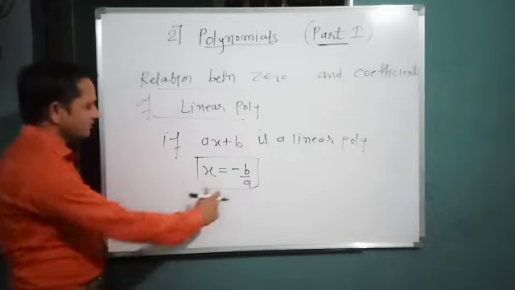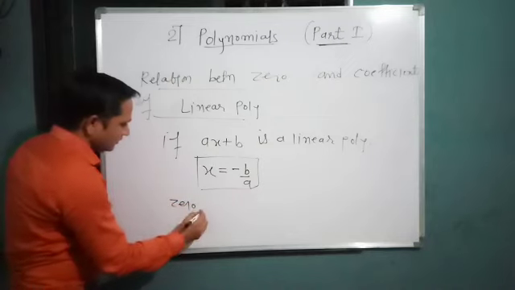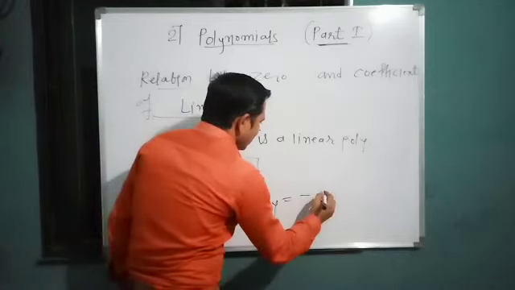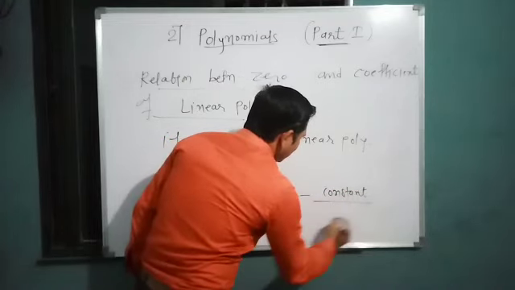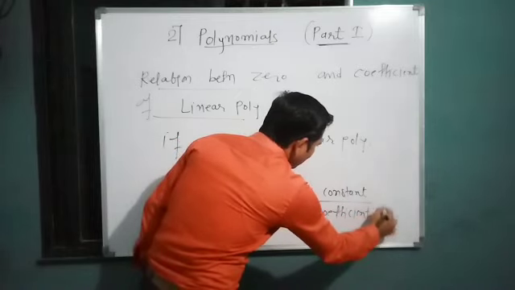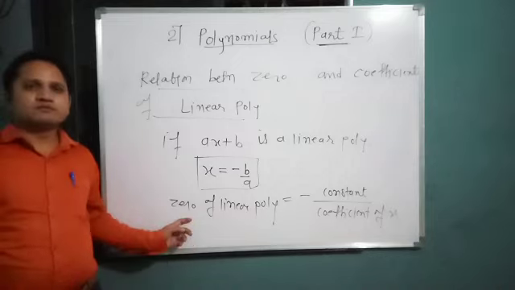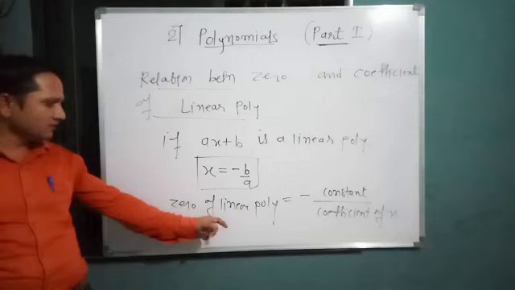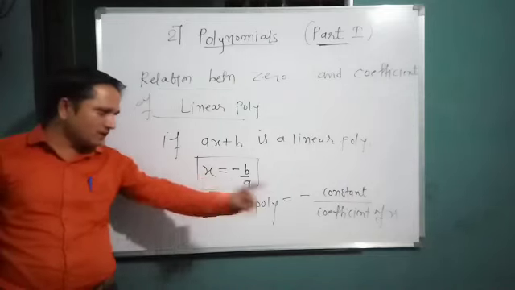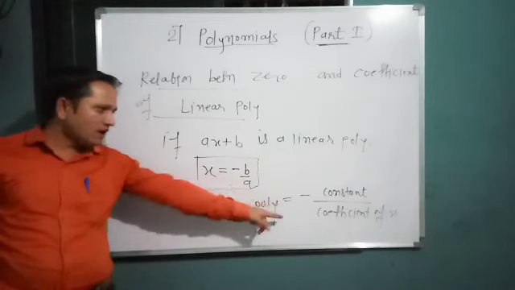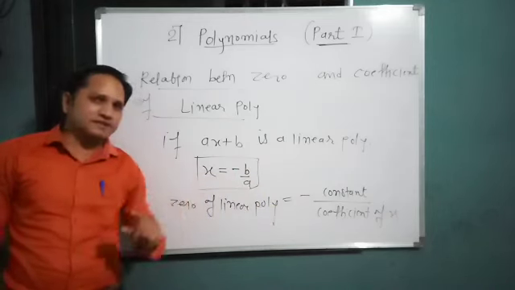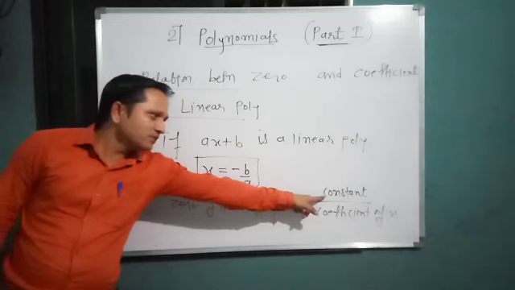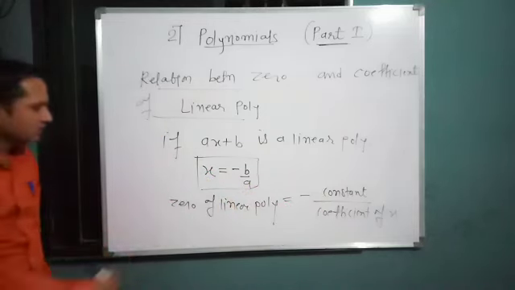So in other words we can say here zero of a linear polynomial is equal to minus constant upon coefficient of x. In this way we can frame one relation between zero and coefficient of a linear polynomial. Okay, that is the relation. What is the relation here? Zero of a linear polynomial is equal to minus b, which is the constant term here, upon a, which is the coefficient of x. a means coefficient of x and b means constant. So minus, constant means b and coefficient of x means a. So this is the same.